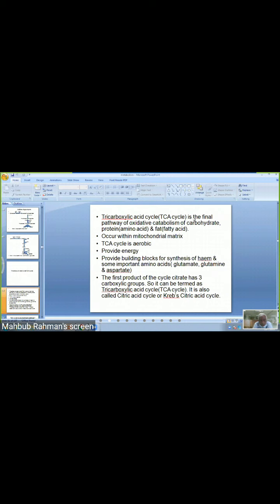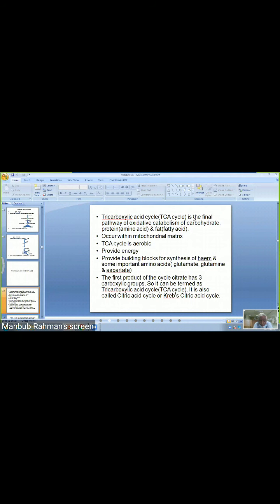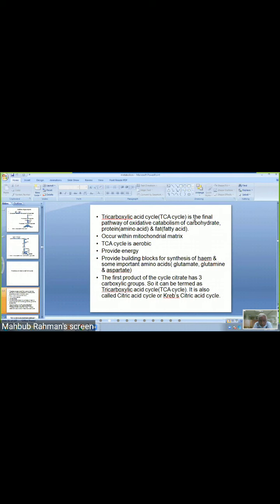The TCA cycle provides energy. It also provides building blocks for synthesis of some important amino acids like glutamate, glutamine, and aspartate. The first product of the cycle is citrate. Is it clear? The first product of the cycle is citrate.